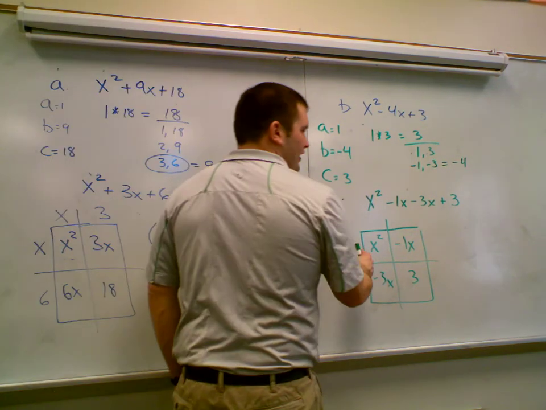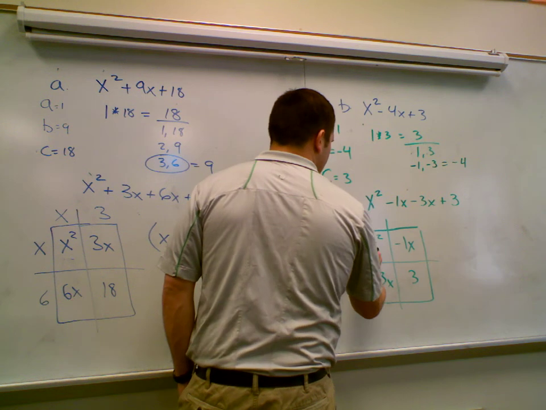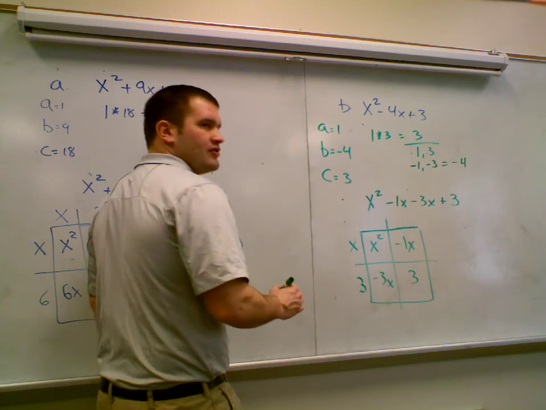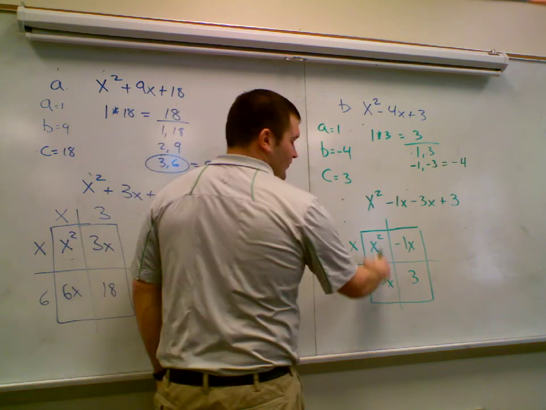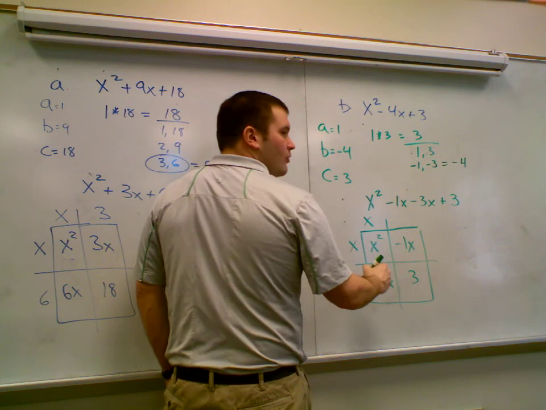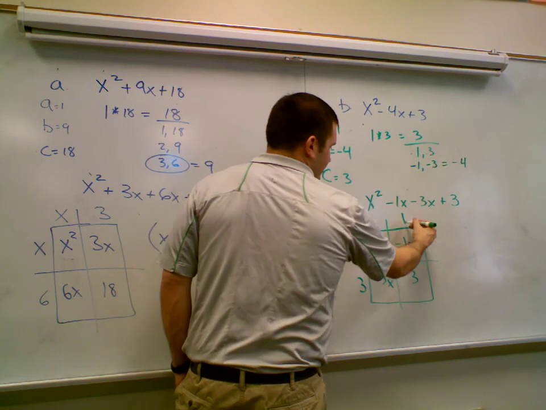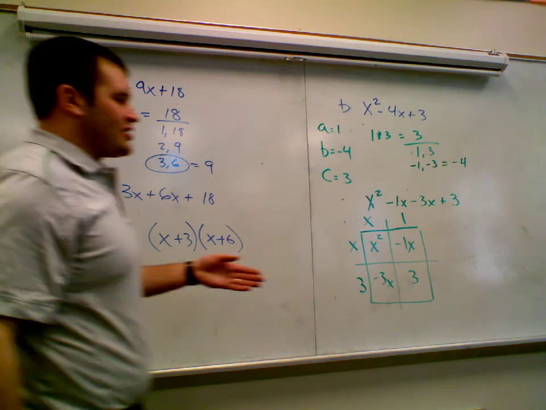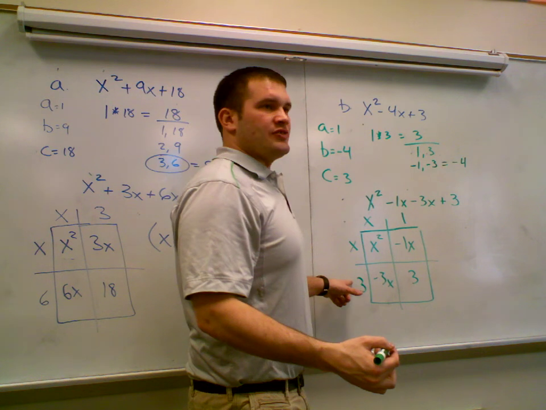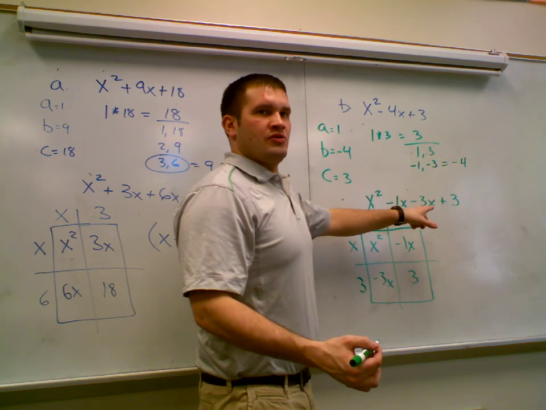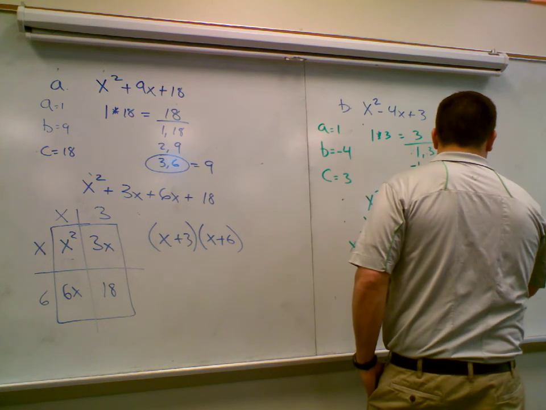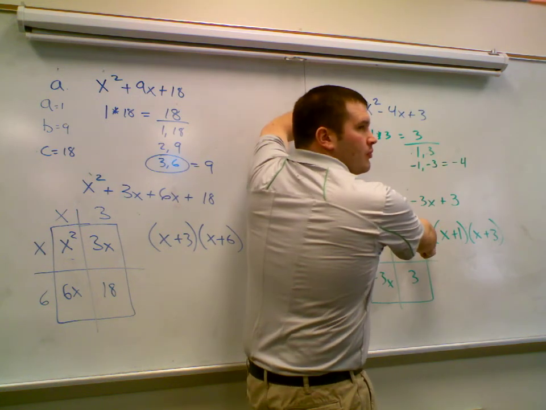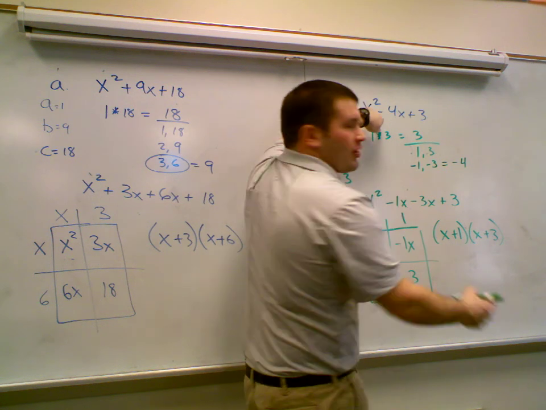Now, what's the greatest common factor between these ones? X. What's the greatest common factor between these ones? 3. What's the greatest common factor between these ones? X. What's the greatest common factor between these ones? 1. Now, I'm going to caution you just a little bit. Because this tells me that my binomials are x plus 3 and x plus 1. Now, you guys have all foiled enough times to see a problem here. What's the problem? I won't get negative 4, will I?